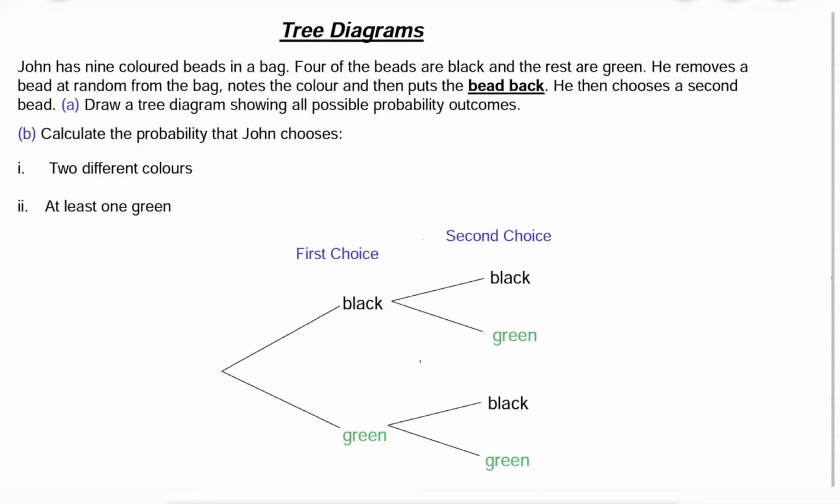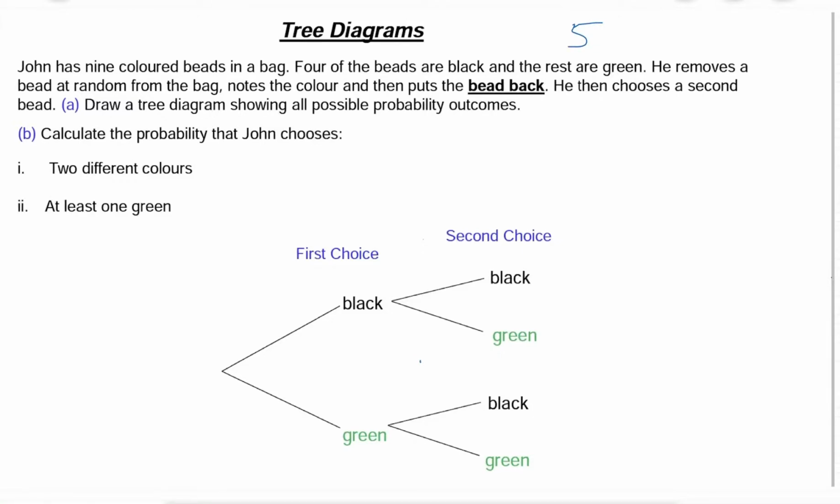In this video, I'm going to be showing you how to calculate probability tree diagram questions. So in this question, we're told John has 9 coloured beads in a bag, 4 of the beads are black and the rest are green. So we know straight away now that 5 are green.